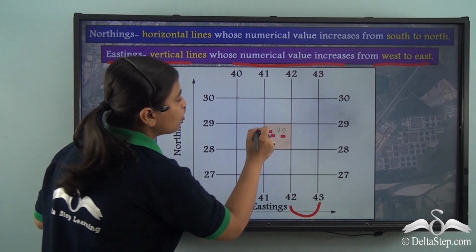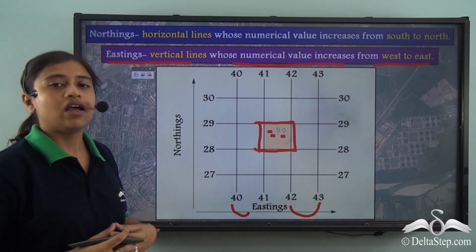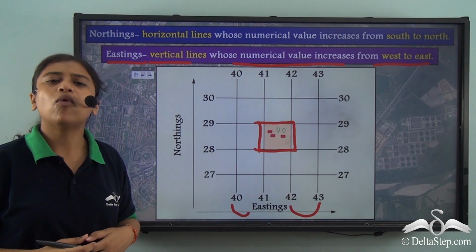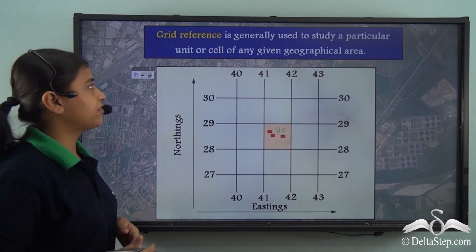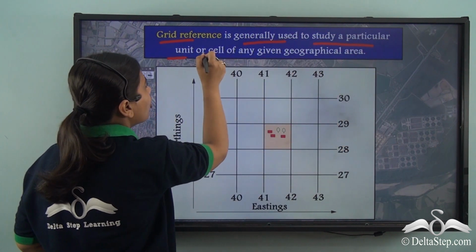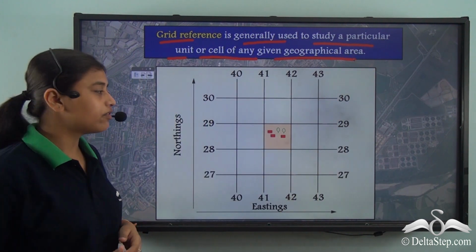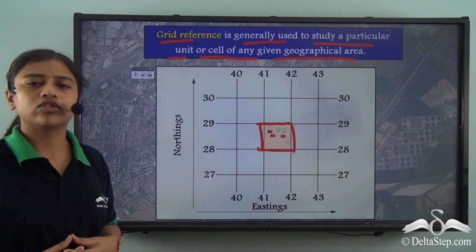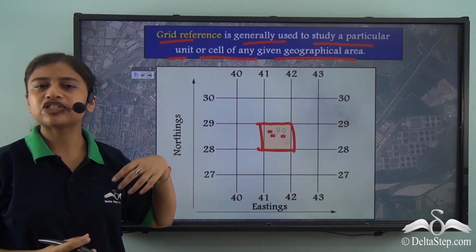Say, for example, we want to study this particular area. Now, what do we do for that? We take the help of the grid reference. Now, what is a grid reference? So, a grid reference is generally used to study a particular unit or cell of any given geographical area. So, here we were talking about this particular unit or cell, and I would want to study this particular plot. Now to do that, I have to know the exact location of this plot.